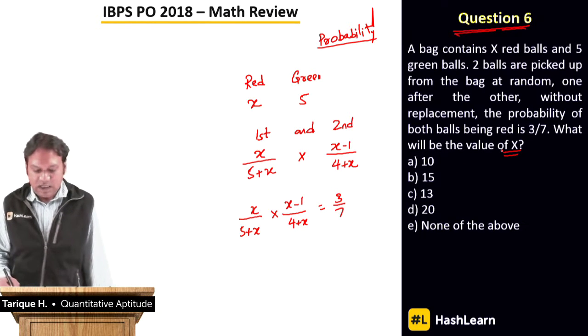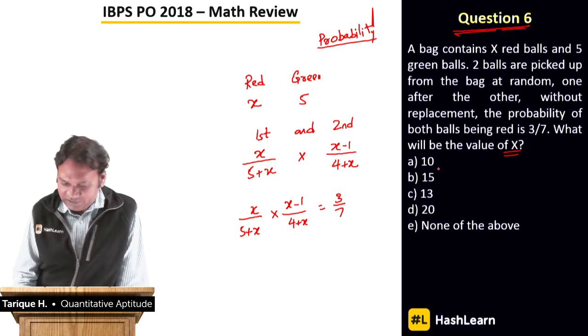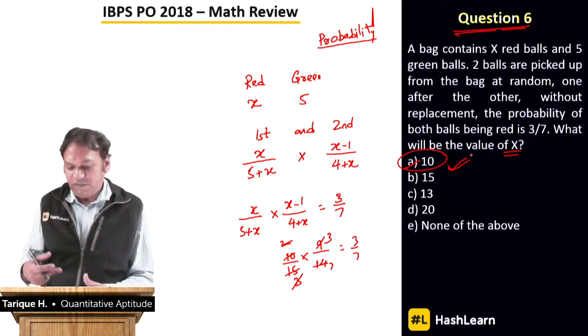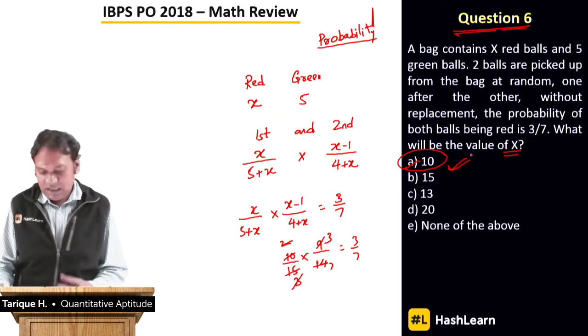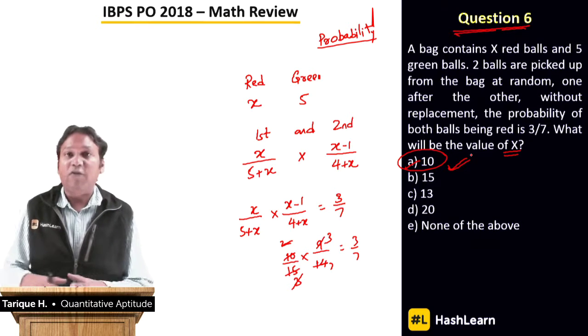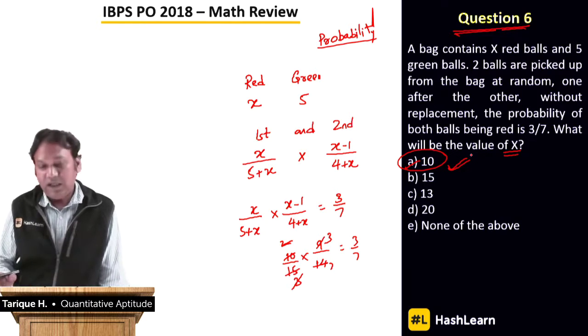Now the best way I would say is to use the answer options and try it out, because otherwise it will take a lot of time. So look at answer option A. So we have 10 by 15 into 9 by 14. Okay, so 5 into 2, 5 into 3, 3 into 3, 9, and 2 into 7, 14. We get 3/7. So that means the answer is 10 itself. If 10 was not there, we would have tried 15 or 13. But still, it's better than multiplying 5 plus X into 4 plus X, forming a quadratic equation and then solving it, which is definitely not the right strategy.